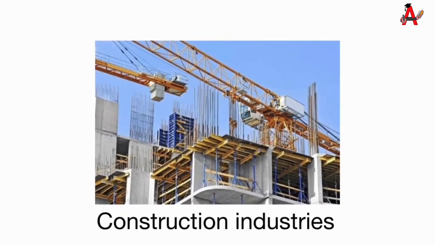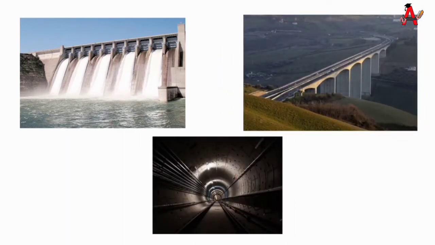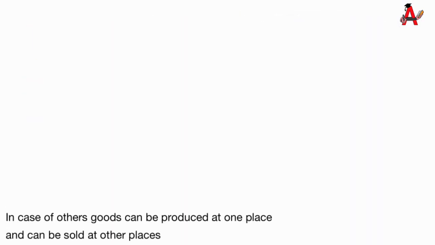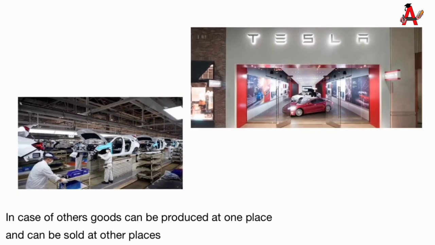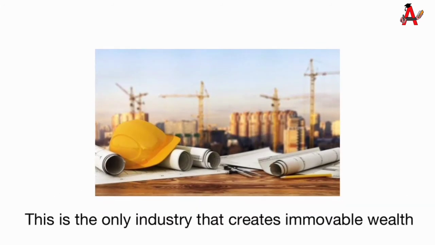Whereas the construction industry is engaged in the construction of buildings, dams, bridges, roads, tunnels, etc. In case of other industries, goods can be produced at one place and sold at other places. Whereas here the goods are sold and made at the same place. This is the only industry which creates immovable wealth.